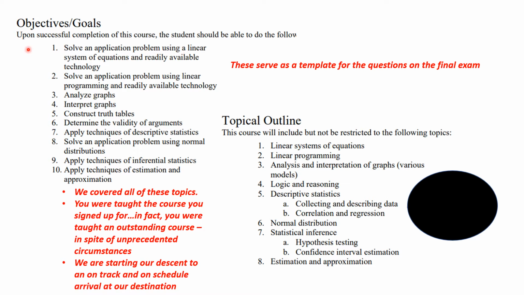A long time ago, 12 weeks ago as a matter of fact, we set out on this course, and this was what was in the syllabus for what we would do. These were the objectives and goals. Upon successful completion of this course, the student should be able to do the following things. And the course will include, but not be restricted to, the following topics.